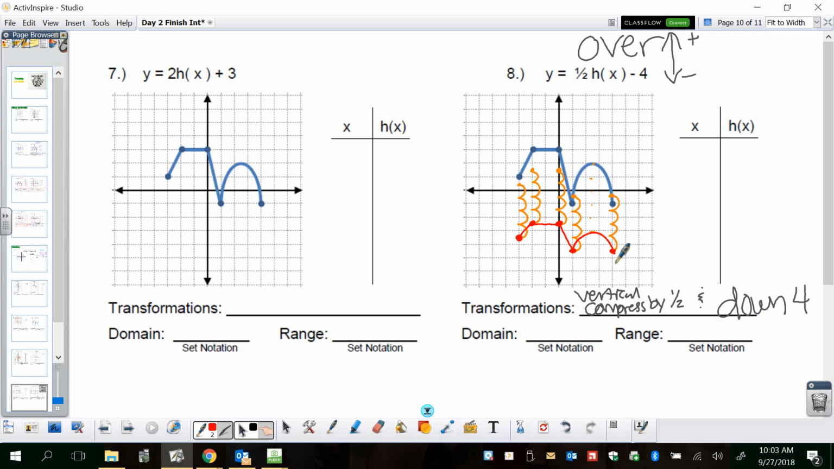Did my domain change at all? No, there is no inside change. Therefore, my domain is going to be exactly the same as the original on the first page. Okay? The only thing that changed was my range.